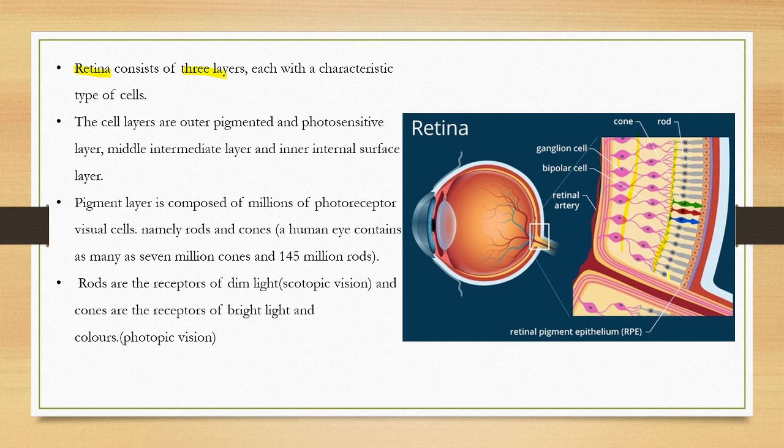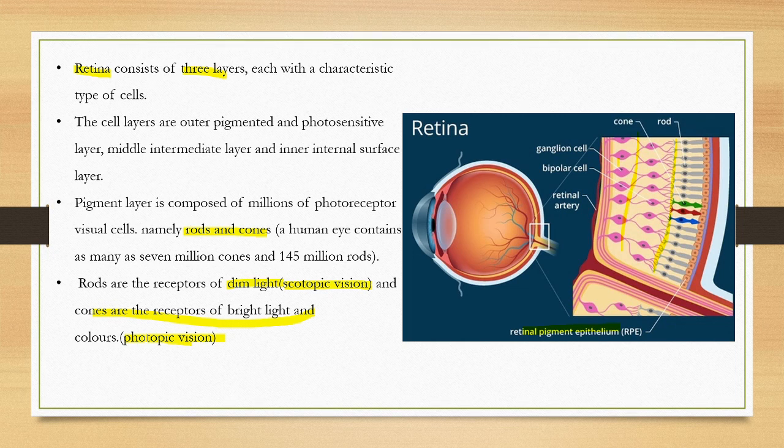The outer layer is also known as pigmented layer. This one is composed of two cells, namely rods and cones. Rod cells and cone cells. The rod cells are responsible for dim light, or it is called as scotopic vision, while the cones are receptors for the bright light, and it is called the photopic vision. Color vision, visual acuity, clarity, all of these we get because of the cone cells.